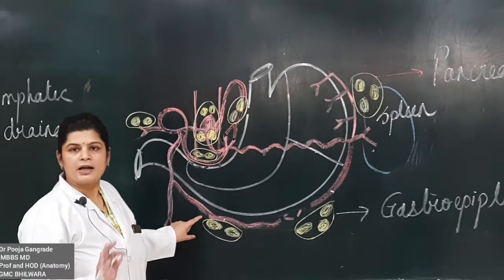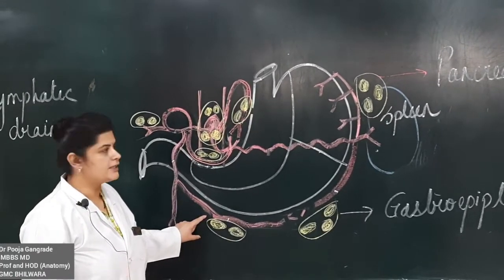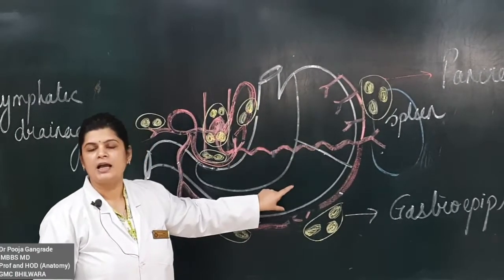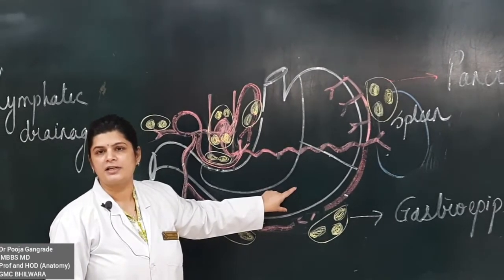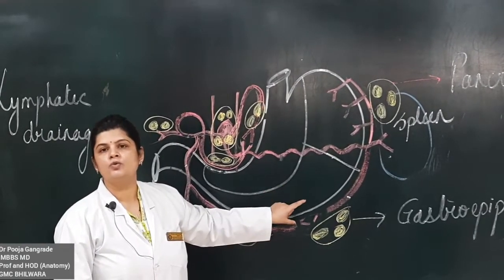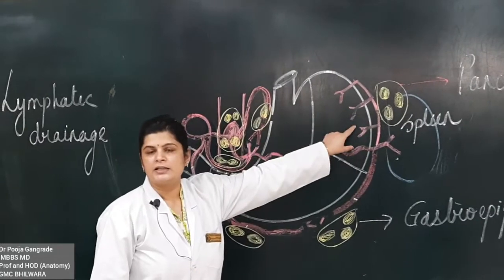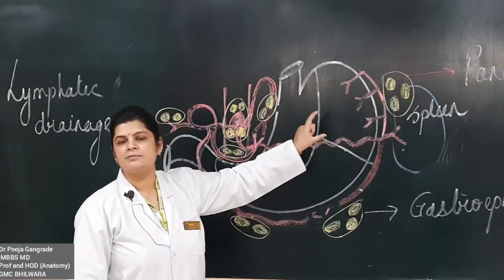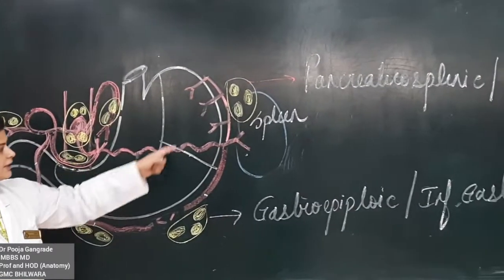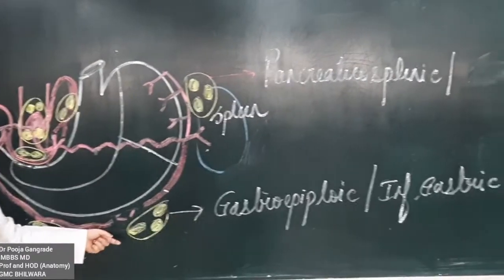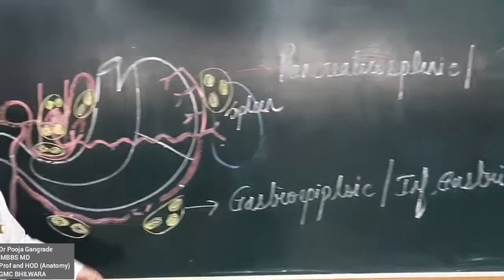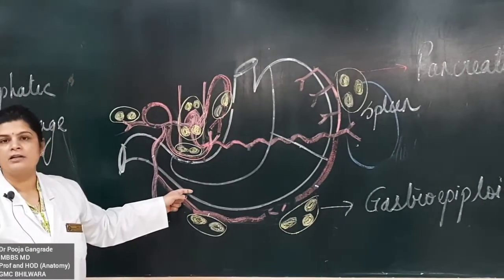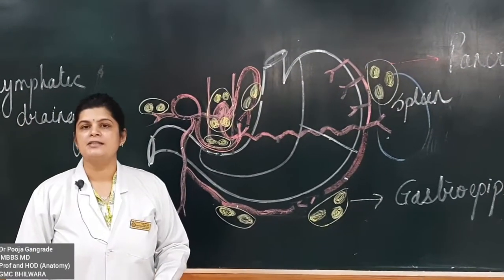You don't have to mug up everything, just follow the arteries and the structures which are related to the stomach. You will get the group of lymph nodes. Related to the spleen and the pancreas, pancreatosplenic. Related to the greater curvature, the two arteries, gastroepiploic. Related to the part which is below the pyloric area, subpyloric.